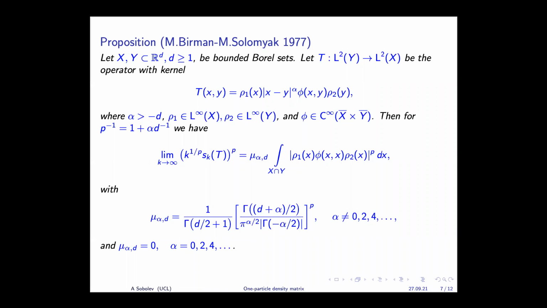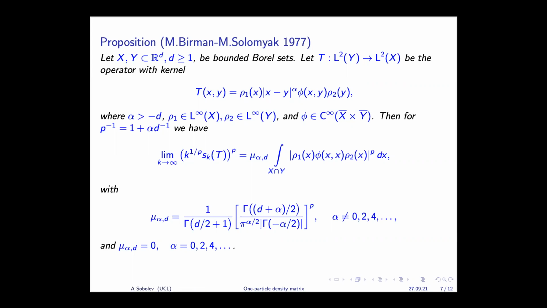Then I take an operator with this kernel. Look at this kernel. It contains two weights, rho 1, rho 2. They're just bounded weights, assumed to be bounded on the cubes. Then it has this function of two variables, which is smooth, and it is smooth on the closed cubes. So you can control its behavior all the way to the edges, to the faces of the cube. And I left it for the last. This is the factor that determines everything.